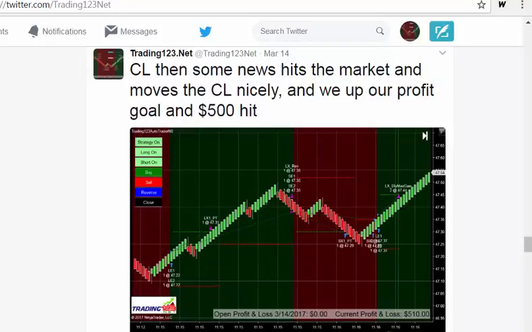So here's the next trade on crude oil. We had a down move, and then it reversed sharply, and we upped our profit goal because going into the 11 to 12 o'clock time frame, usually the ranges are bigger. So instead of settling for $320, we go for $500.